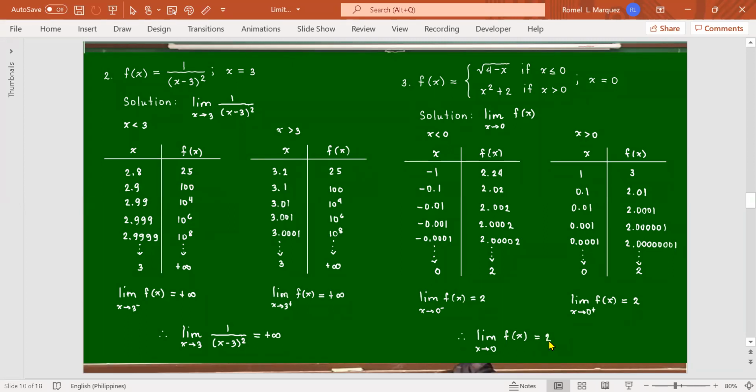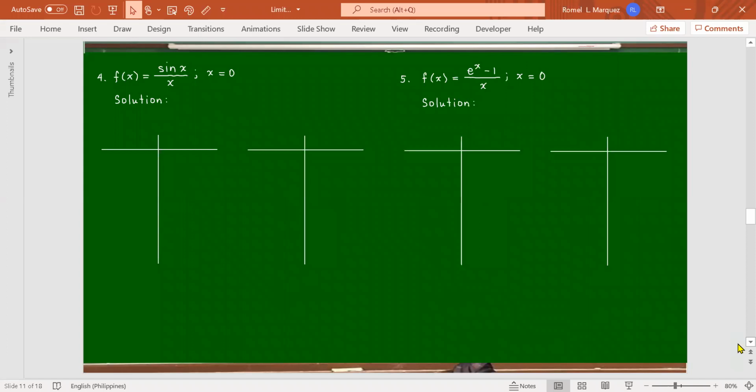So this is how f behaves near x equals 0. Okay? Any question, children? Okay, so let's have number 4 if you don't have question.